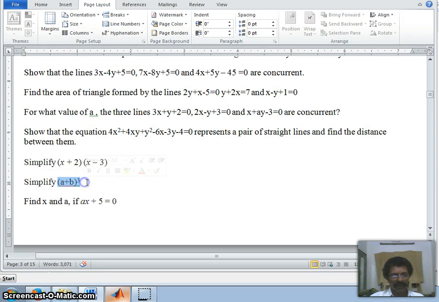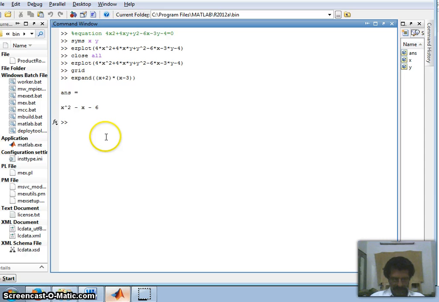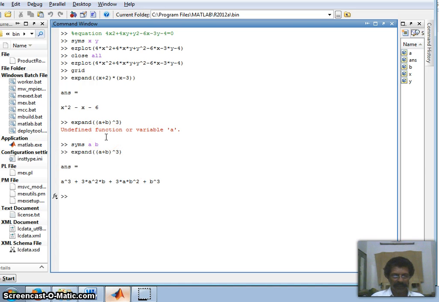The next one, let us simplify the (a plus b) whole cube formula. As usual, I can say expand. This is the bracket for (a plus b) whole to the power 3. Here I should declare symbols a and b, then we expand. So this is the formula of (a plus b) whole cube.